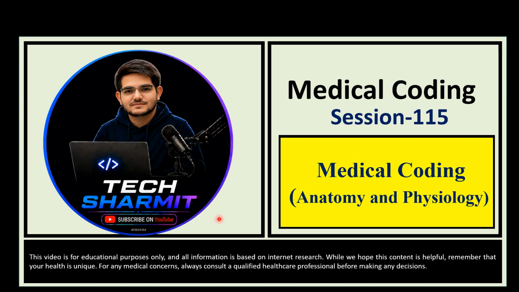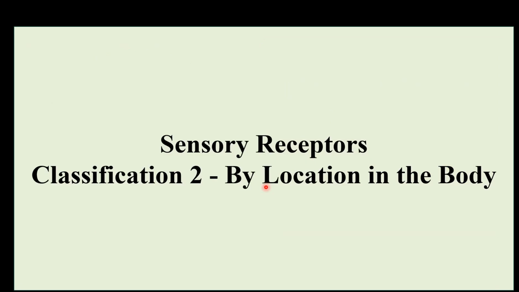In this session, we are going to talk about another very important topic related to medical coding anatomy, where we will be mainly focusing on sensory receptor classification 2 by the location in the body. Okay, so if you remember, we have already covered the first classification with all its types and subtypes, right? Now we are going to continue with the second type of classification, and it also has multiple types and subtypes.